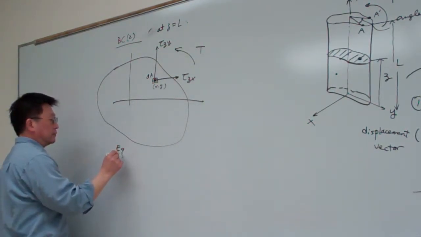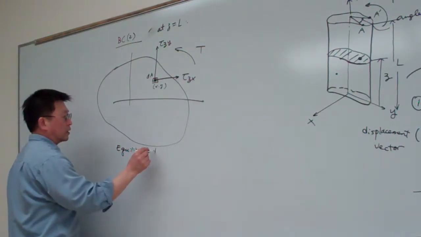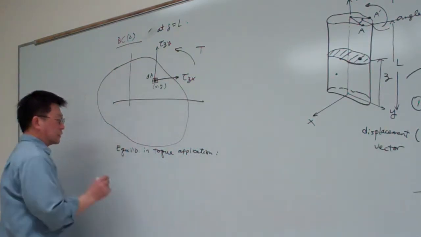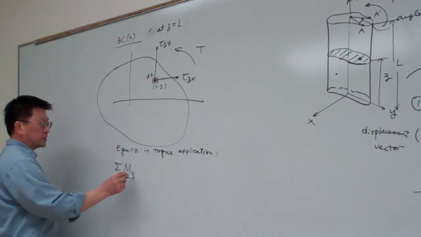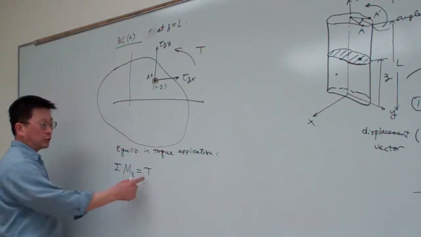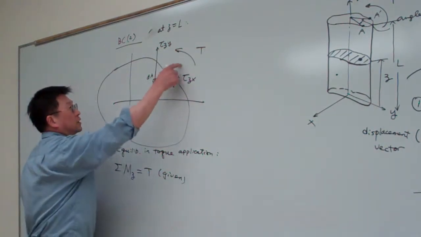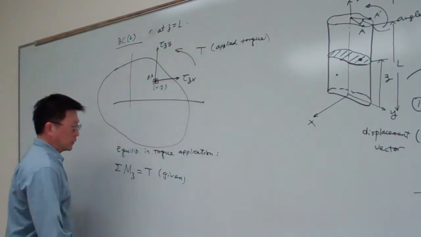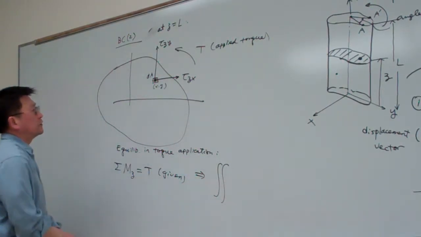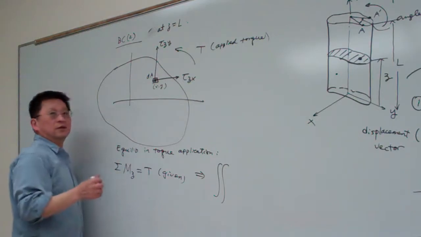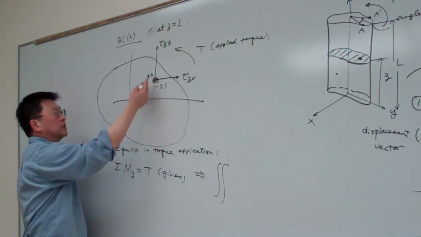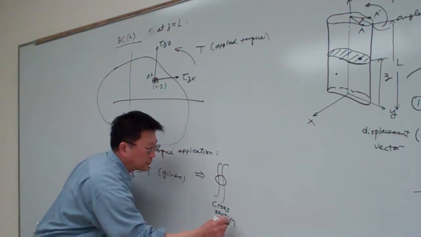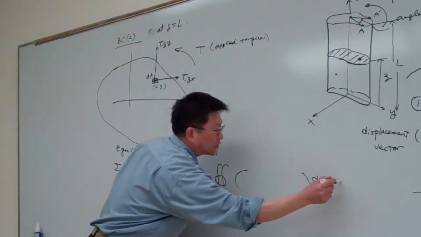The equilibrium in torque applications. So that means we simply make the moment about the z direction must be equal to the torque. Torque T is given. This is the applied torque. Okay, so this one given is this. You see the torque produced by the small element, integrating over the whole cross-sectional area, must be equal to T.